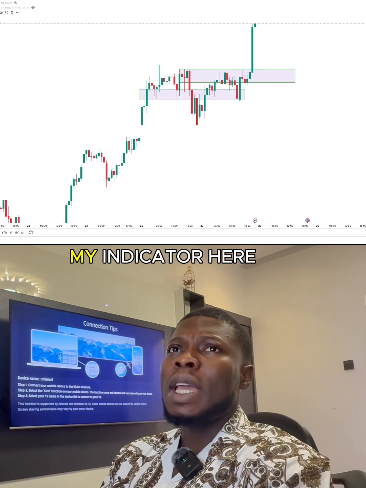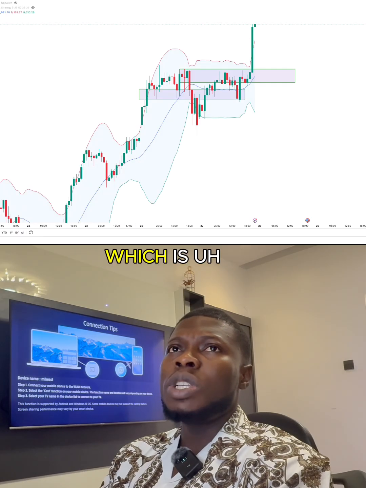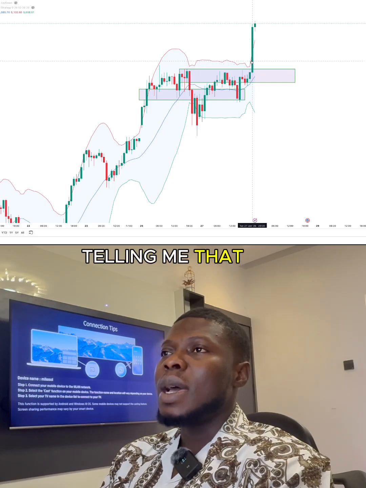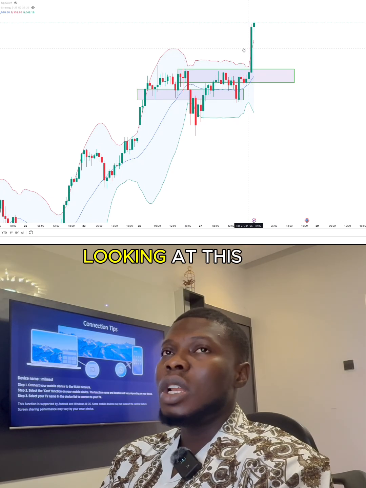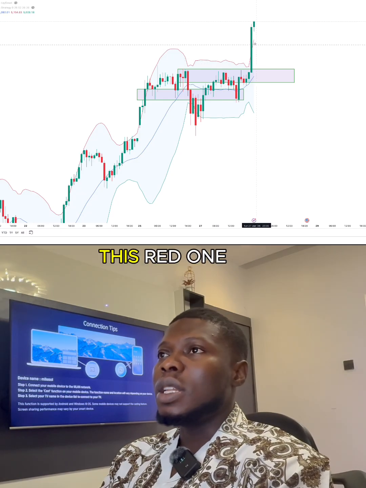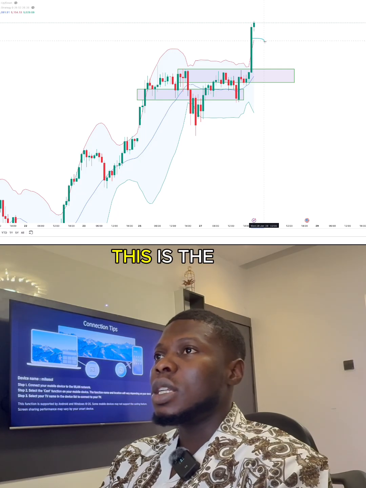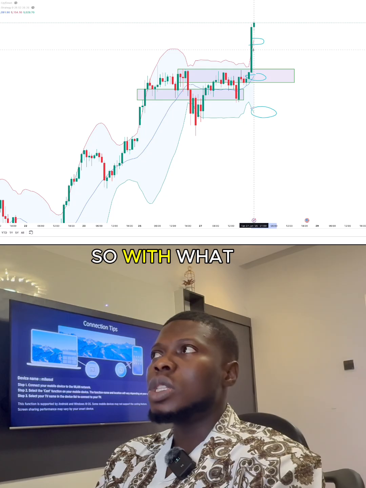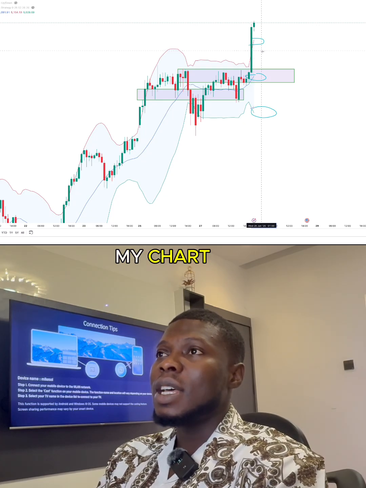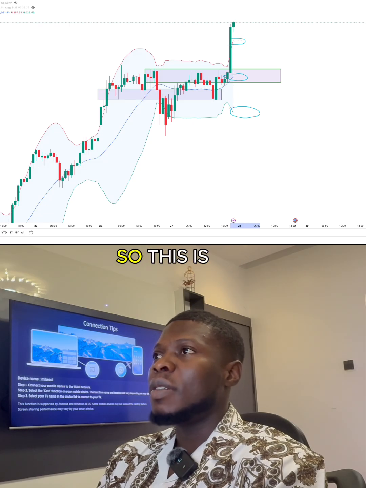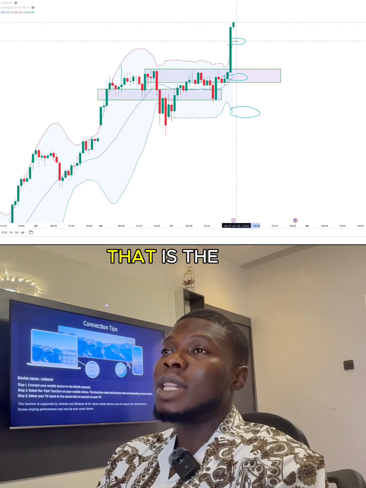So I have my indicator here. My indicator is telling me about my resistance zone. Looking at this Bollinger Band, we have the upper band. This red one is the upper band. This is the moving average. This is the lower band. With what I'm having on my chart, my indicator on the upper band is showing me 5154 on gold. That is the next resistance.